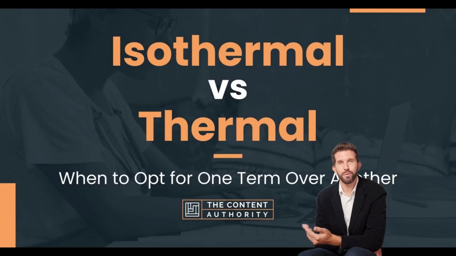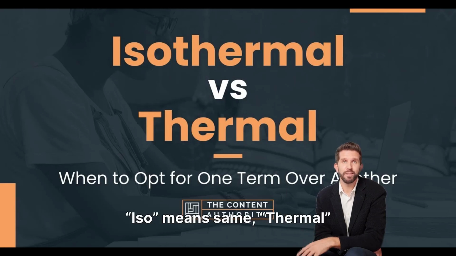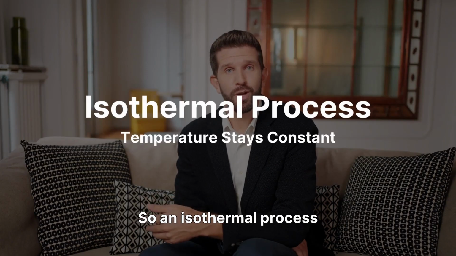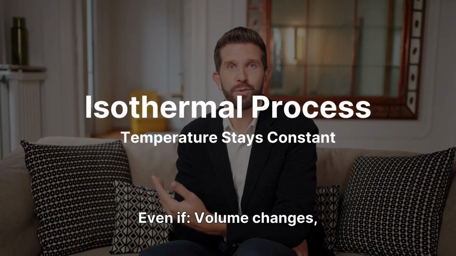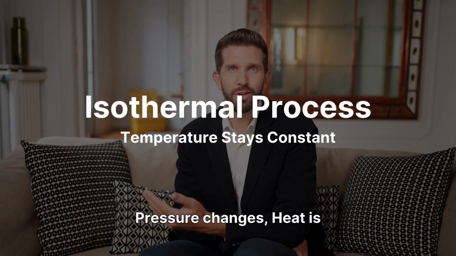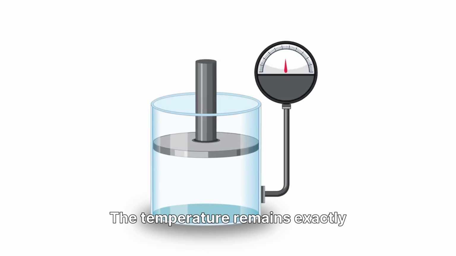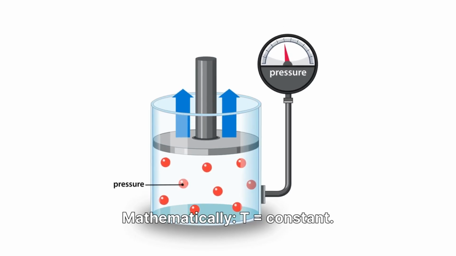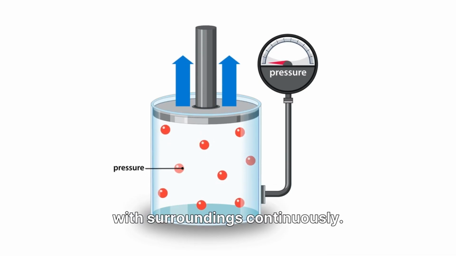Let's begin. The word isothermal comes from two Greek words. Iso means same. Thermal means temperature. So an isothermal process is a process where temperature remains constant. Even if volume changes, pressure changes, heat is added or removed, the temperature remains exactly the same throughout the process. Mathematically, T equals constant. This happens when the system can exchange heat with surroundings continuously.